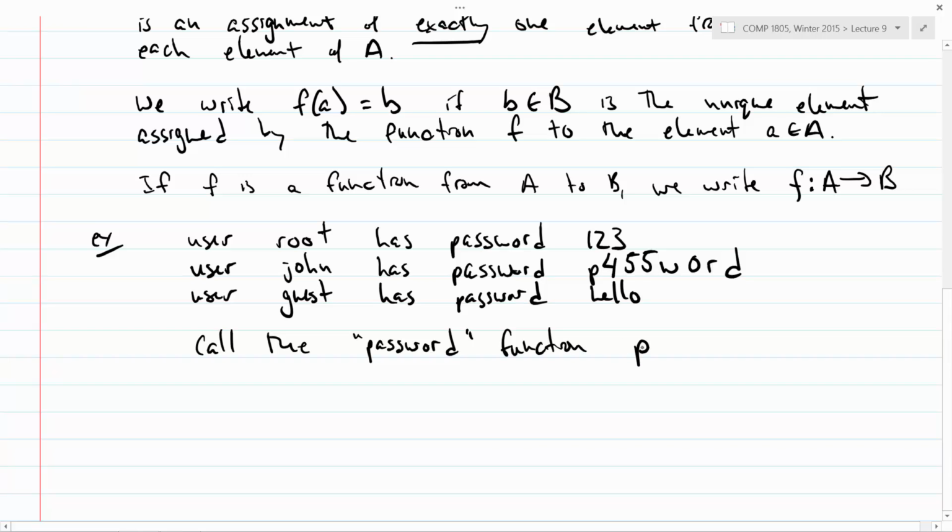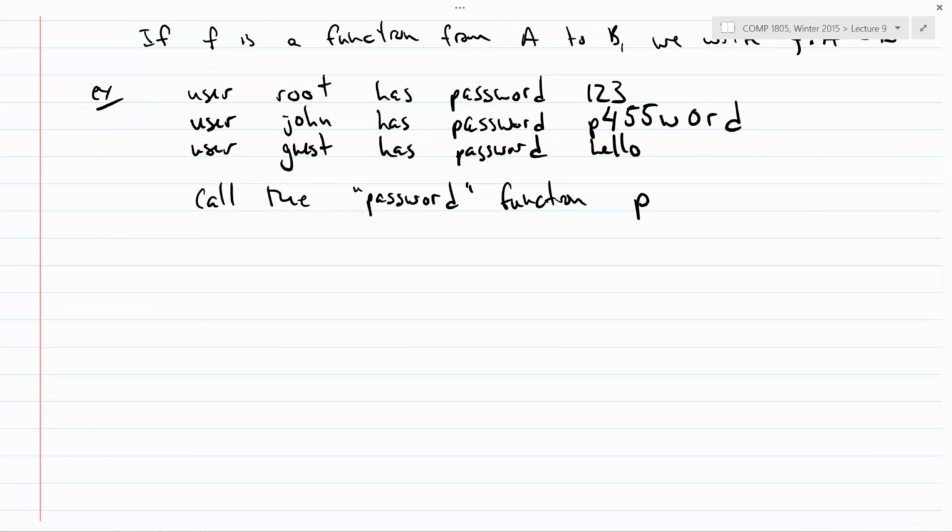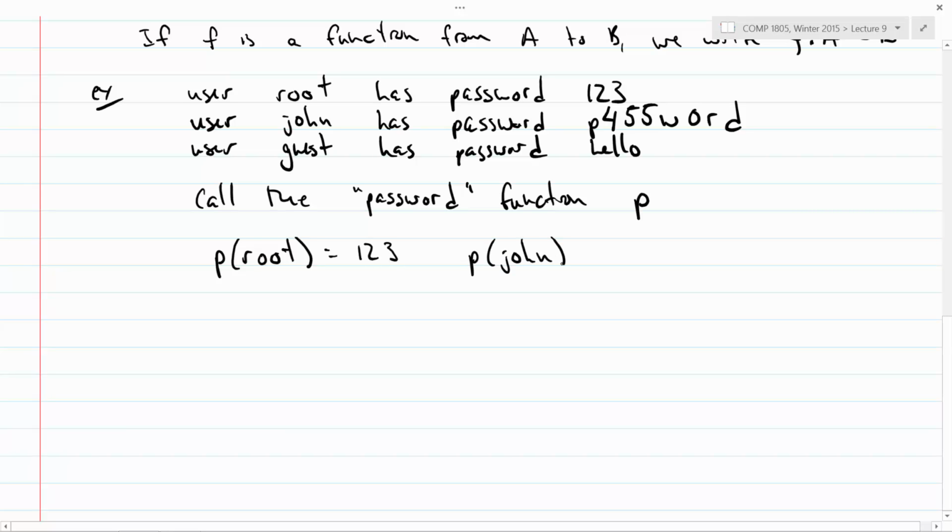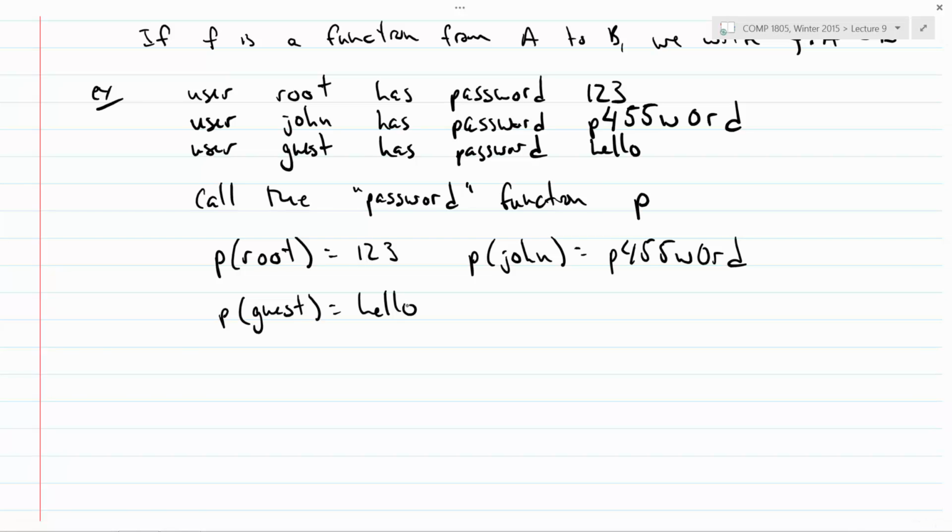And I'll call it P. You can visualize P in a few ways, but before we do that, let's explicitly write down exactly what the function is. The function is this. We have P(root) equals 123, P(John) equals P455W0RD, and we have P(guest) equals hello. So that explicitly states for every input, what's the output?